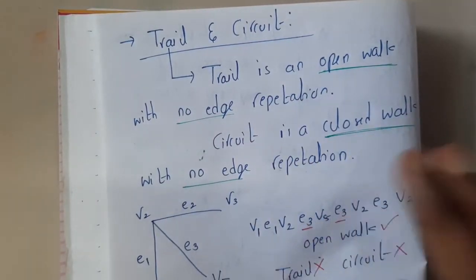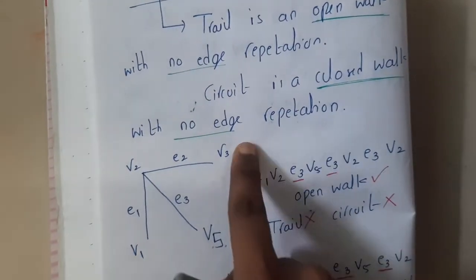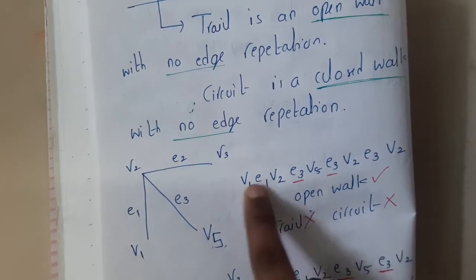Circuit is nothing but a closed walk with no edge repetition. That's it. So now let us start, guys. Assume that this is the graph given and this is the series given.